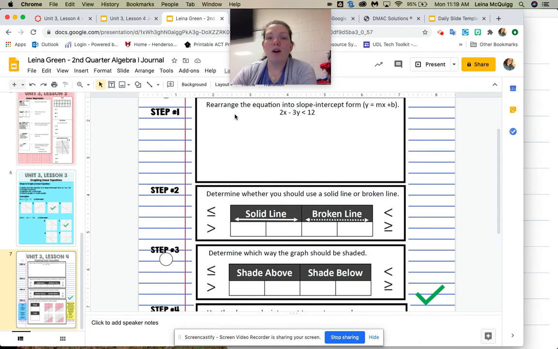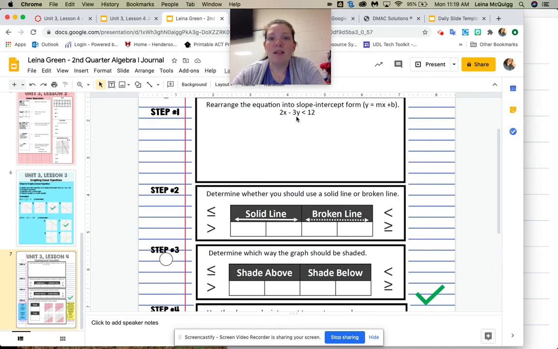First, our first step for graphing linear inequalities is exactly the same as graphing equations. So remember the difference between equations and inequalities. Our equations will have an equal sign, just like this right here. This is an equation, it's got an equal sign. Inequalities have these symbols, less than, less than or equal to, greater than, greater than or equal to, okay?